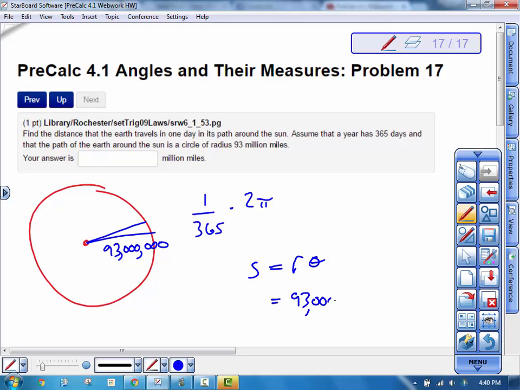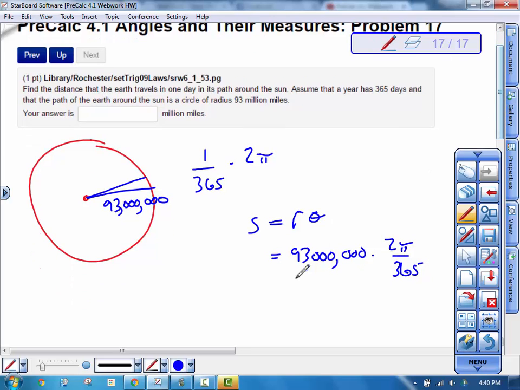So the radius is 93 million miles times theta, which in this case is 2 pi over 365. And that will give us our distance traveled, which is about 1,600,921.19. So this is about 1.6 million miles that we travel a day.